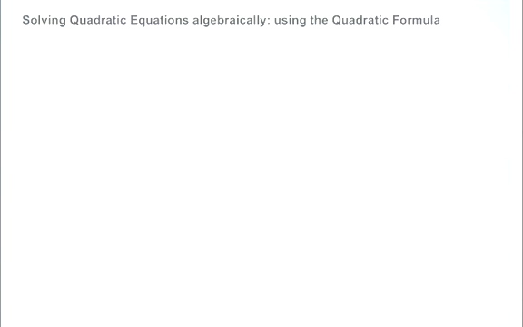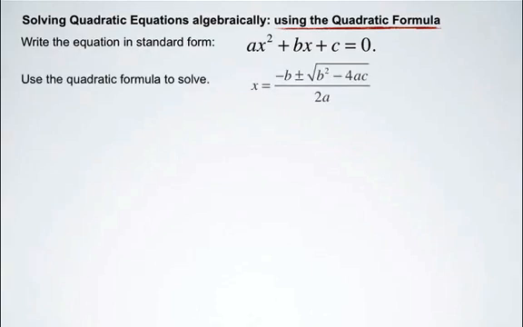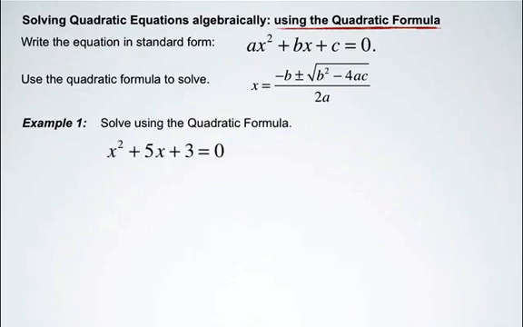Solving quadratic equations algebraically using the quadratic formula. Write the equation in standard form: ax squared plus bx plus c equals 0. Then we'll use the quadratic formula to solve. x will equal negative b plus or minus the square root of b squared minus 4ac, divided by 2a. Here's an example. We'll solve this using the quadratic formula. x squared plus 5x plus 3 equals 0. Take a moment and solve this one for yourself.